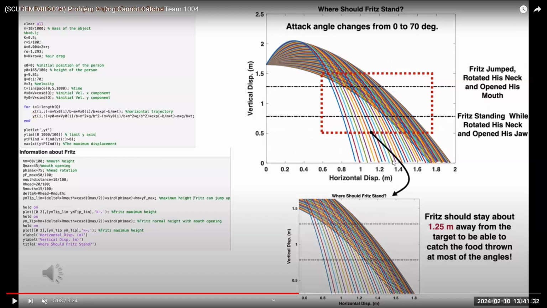If he's planning on jumping in the air, then he should probably be about 1.2 to 1.4 meters away. If he's not planning on jumping in the air and catching it from the ground, maybe approximately 1.6.